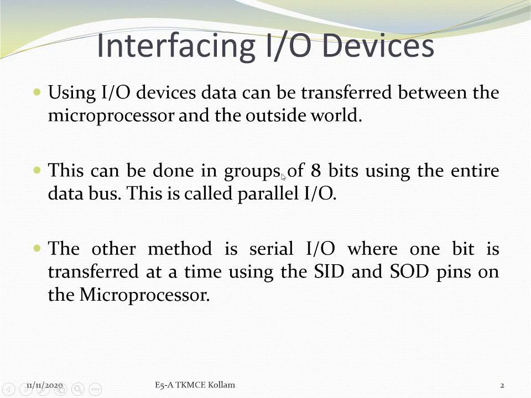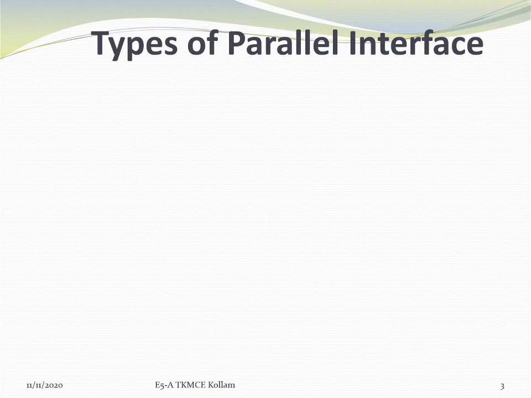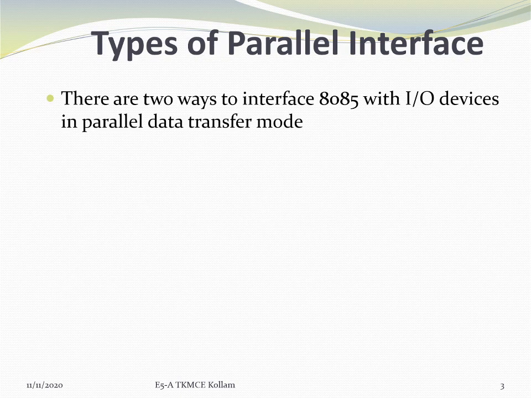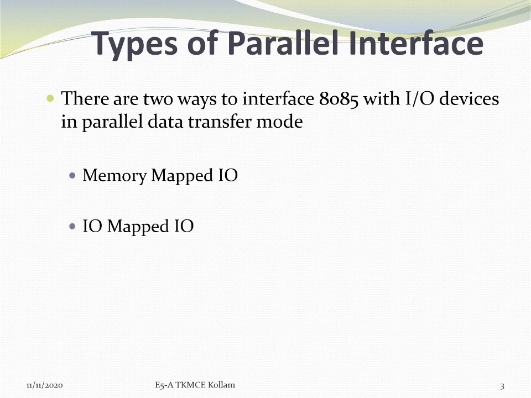In the other case, 8-bit data is directly transferred, parallelly, from I/O device to microprocessor and vice versa. So that method is parallel I/O data transfer or parallel I/O interfacing. Now let's see types of parallel interface. There are two ways to interface 8085 with I/O devices in parallel transfer mode. First one is memory mapped I/O scheme and second one is I/O mapped I/O scheme.